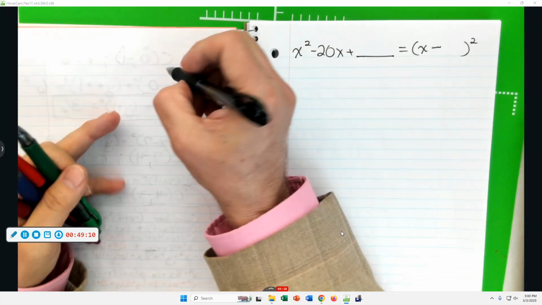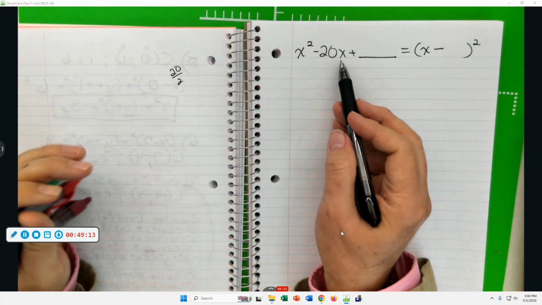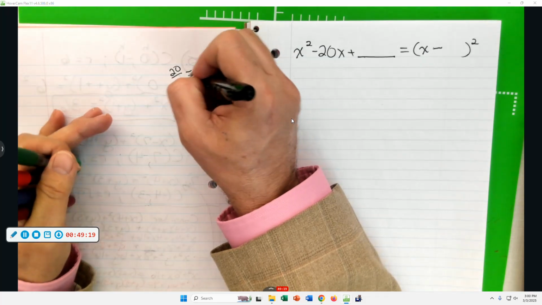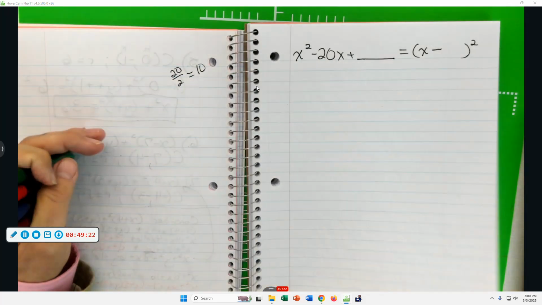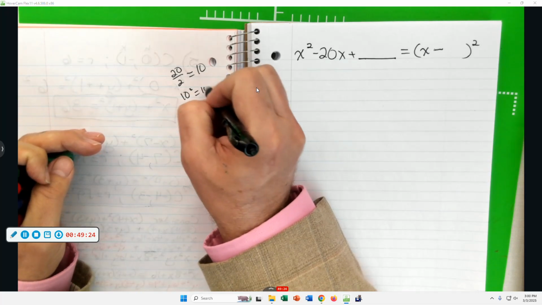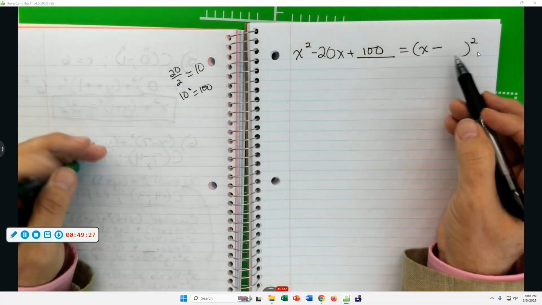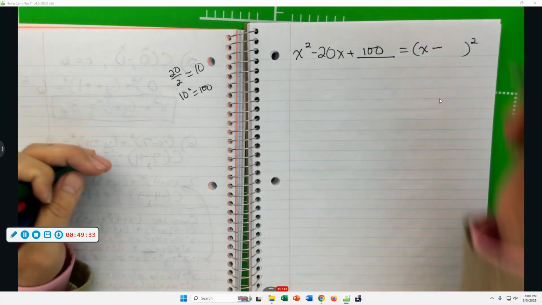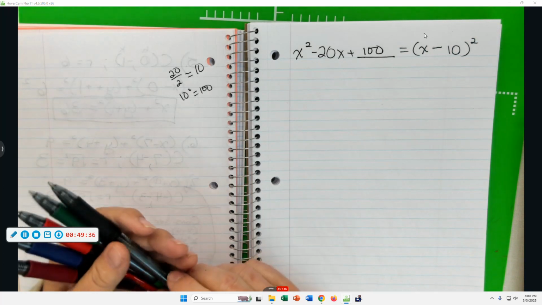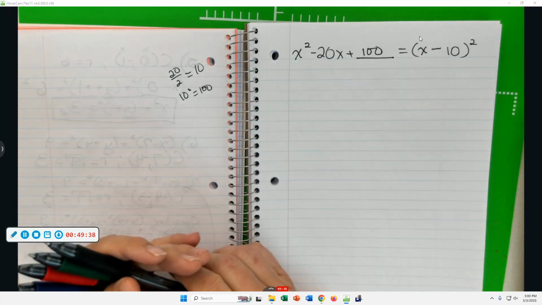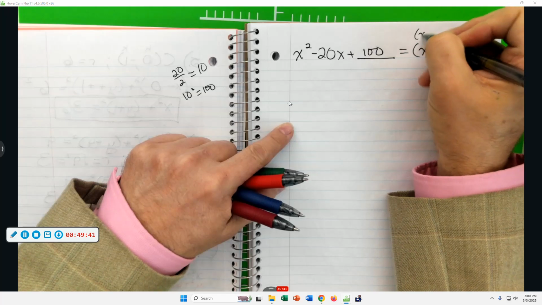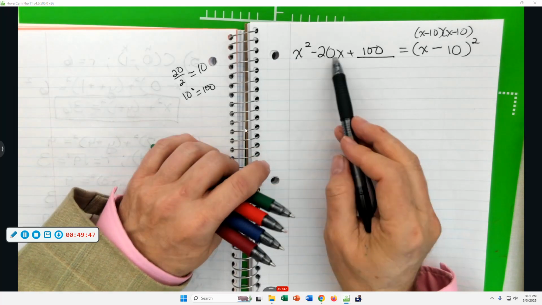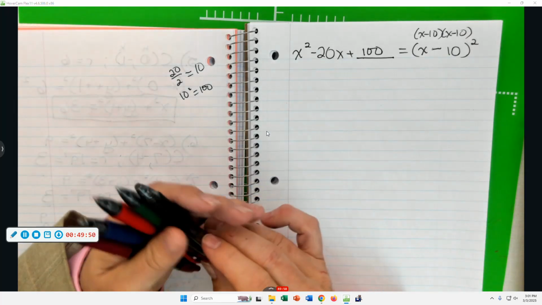20 divided by 2. Do y'all see the pattern? Whatever the coefficient of the unsquared variable is, you take half of that. That gave you the 10. And then 10 squared gives us 100. What number's going to go here when we're factoring it? X minus 10. Maybe it'd be a good idea to write out both of them. X minus 10 times x minus 10. If you FOILed it out, you get back x squared minus 20x plus 100.